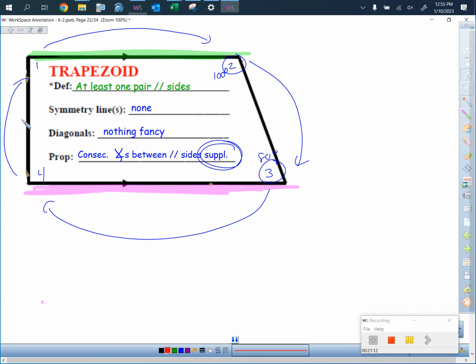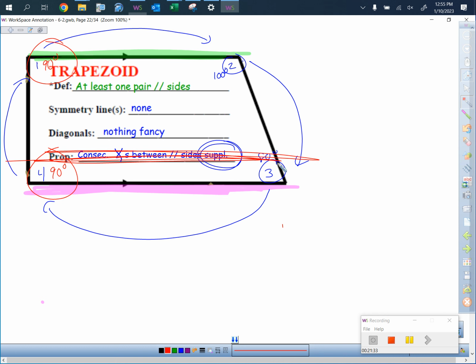Watch this. Are 4 and 1 also consecutive angles that are between the parallel sides? One's touching the pink guy, the other's touching the green guy. So if this one was 90 degrees, how much has that one got to be? 90 degrees. These two have to add up to be 180, and those two have to add up to be 180. But look at these. Those do not add up to be 180 because even though they're consecutive angles, they're not between the parallel sides in that case.